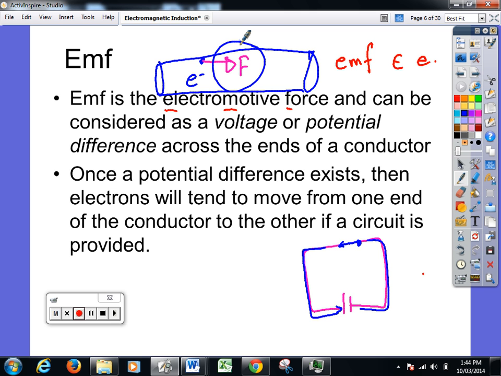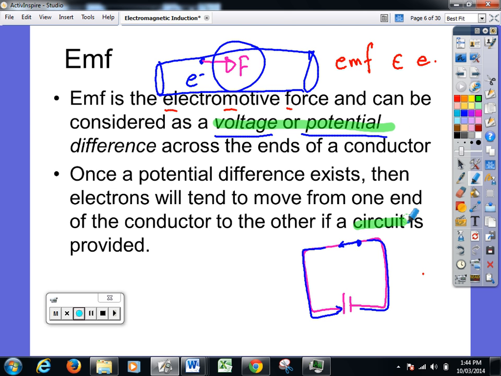It can't really be a voltage or a potential unless a circuit actually exists. But often it's easier to think of it as a voltage or a potential if we have a circuit. So we can also see it as a way of looking at voltage or potential difference. The only time, once again I'll say, once a potential difference exists, the electrons will be able to move, but only if a circuit is provided.